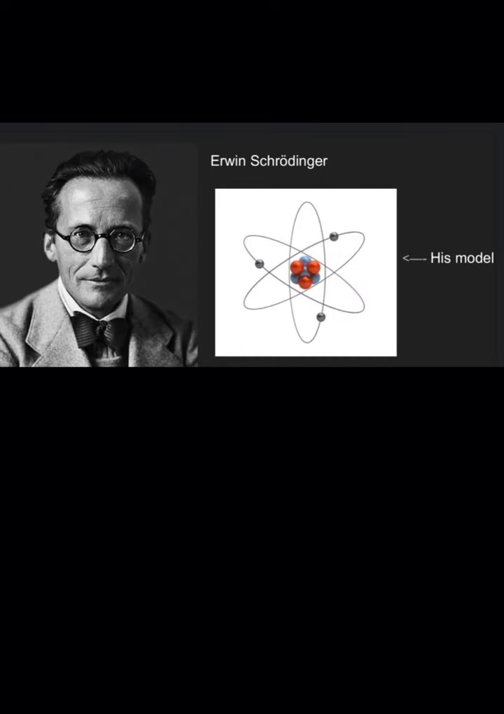Then, in 1926, Erwin Schrödinger showed his idea for the model, which we use to this day. He believed that the atom had a nucleus surrounded by electron clouds, which meant that the electrons were moving so fast that their exact location could not be pinpointed.